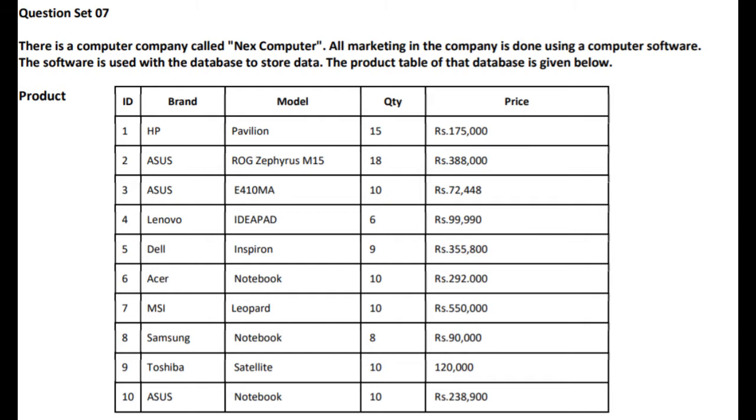There is a computer company called Next Computer. All marketing in this company is done using computer software. The software was used with a database to store data. The product table of that database is given below. Here is the database and the data. So this is the product table. Now let's see what's next.